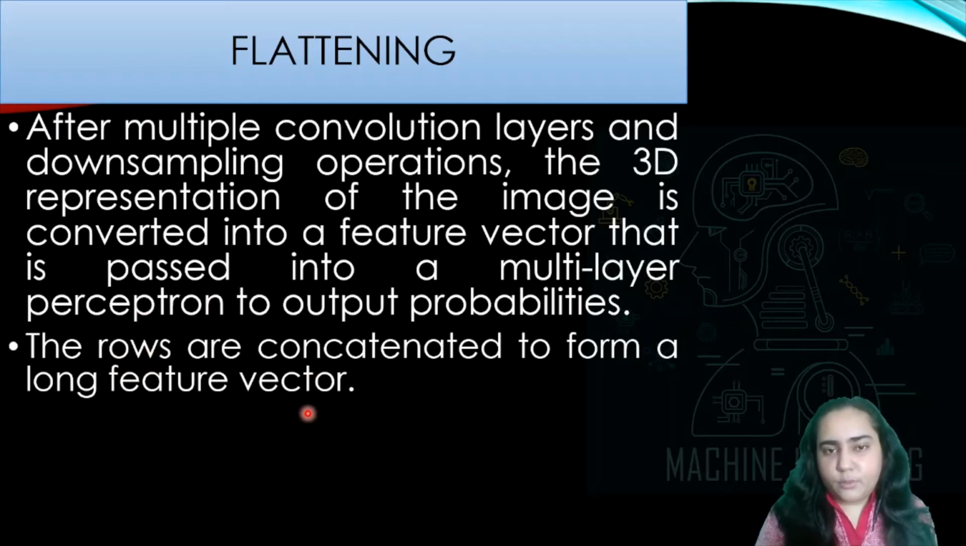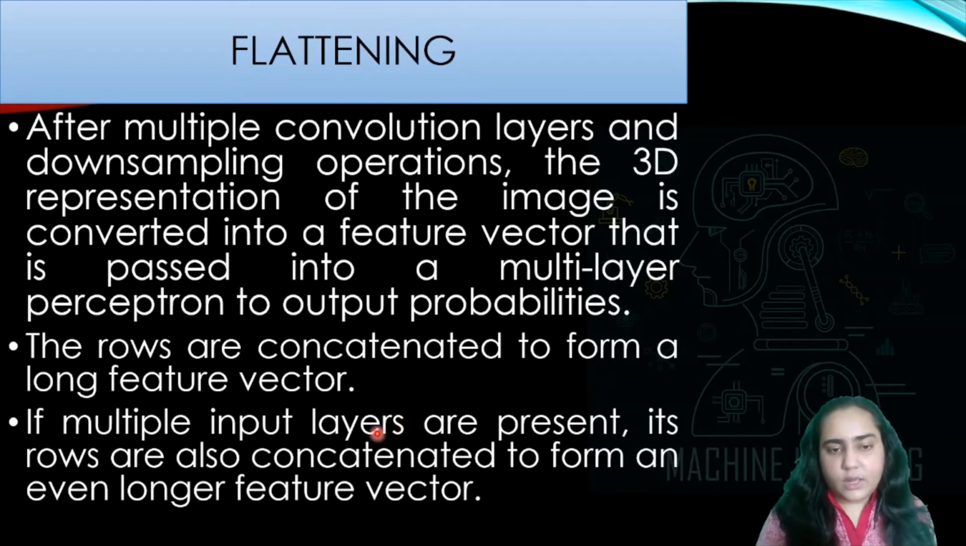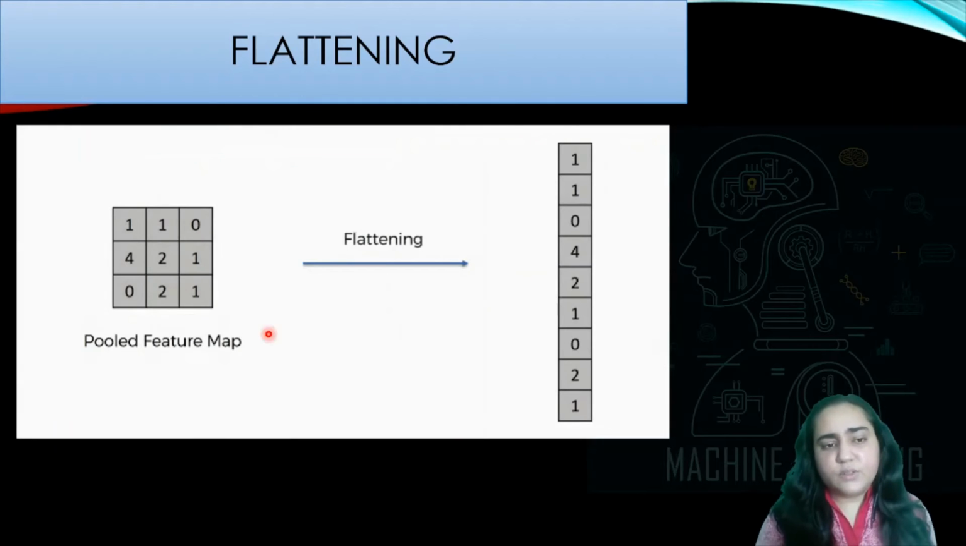So how do you convert a matrix into a vector? The rows are concatenated to form a long feature vector. We'll see that in a minute. And if you have multiple input layers, then the rows are also concatenated to form an even longer feature vector. So this is what it looks like.